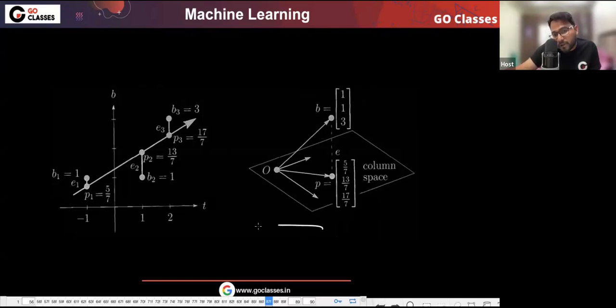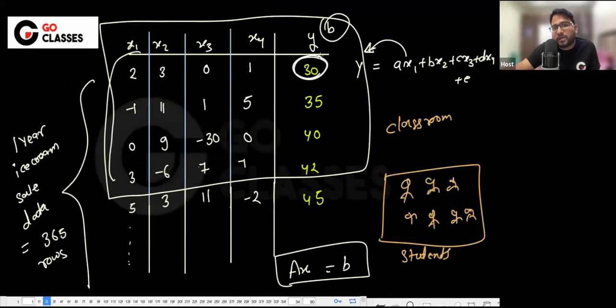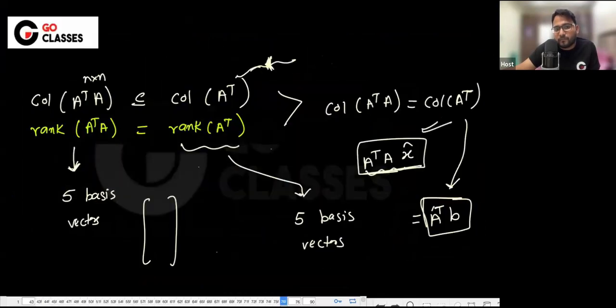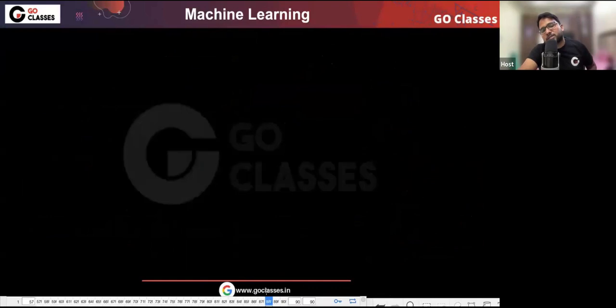So individually, b1 is the first number in the equations. For example, this is b1. Instead of getting 30, maybe I'm getting something near to 30. So this is all about the linear algebra perspective. Hope you understood what a projection is and what these things are.